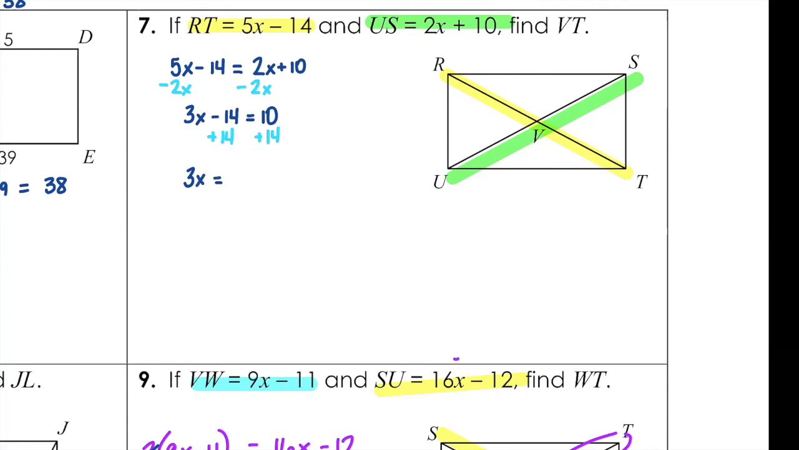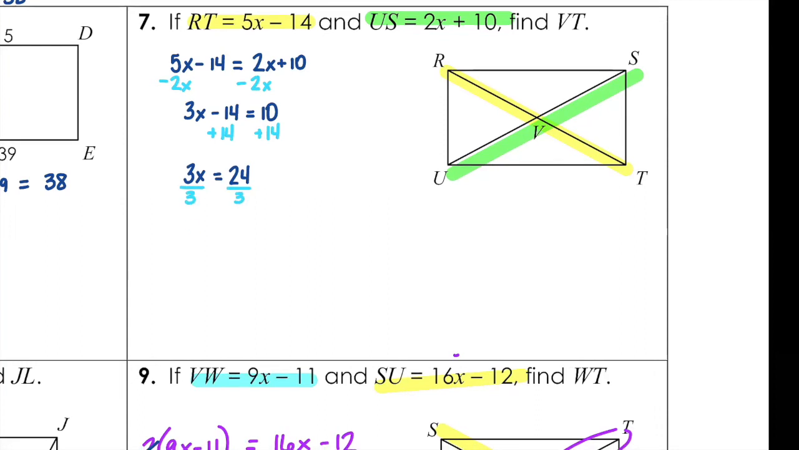3x equals 24. Divide both sides by 3. So x equals 8. But it wants the measure of VT. So we're going to find the full length of RT and divide it by 2 because that rascal was bisected.